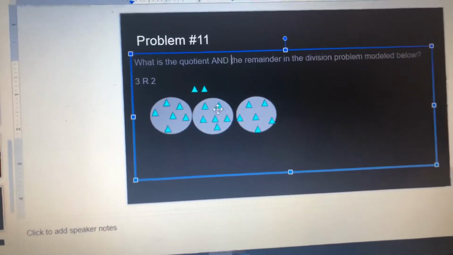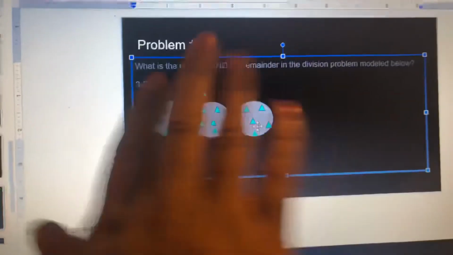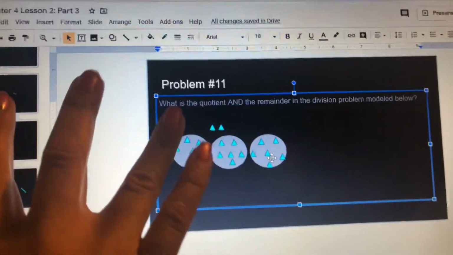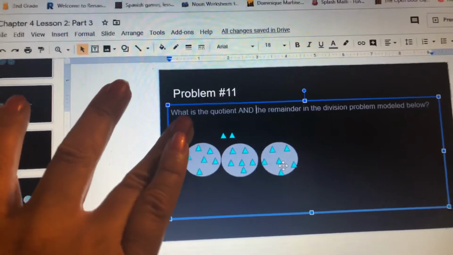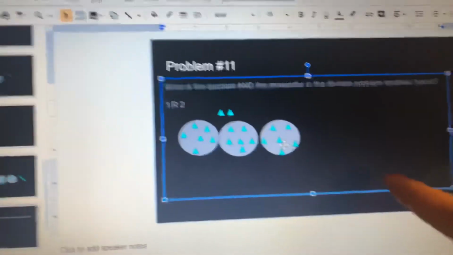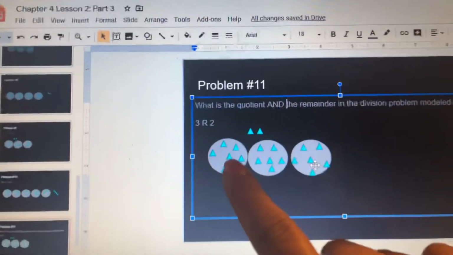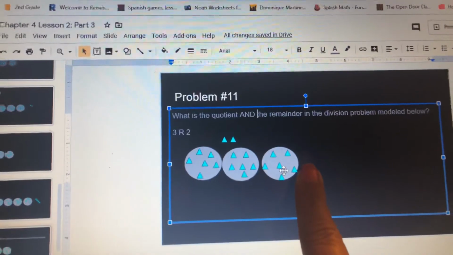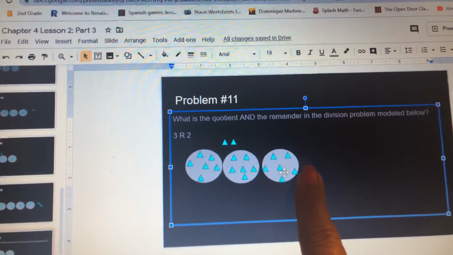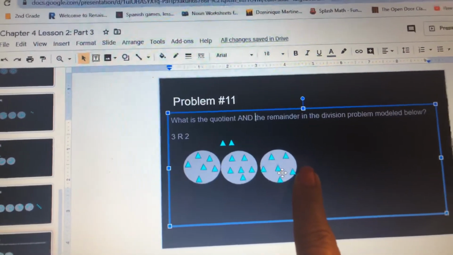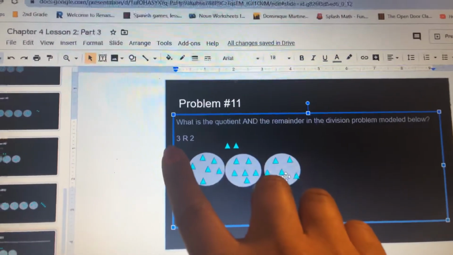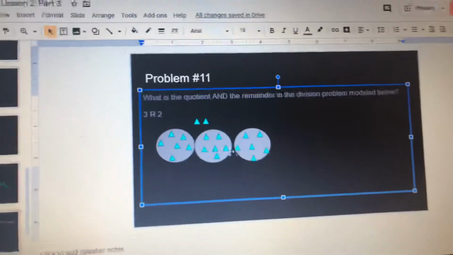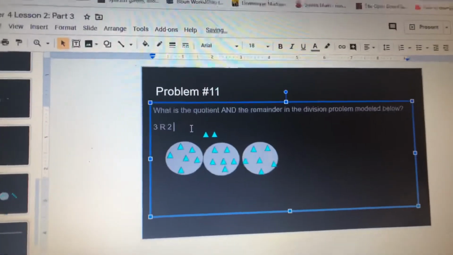Okay, so all they want to know is, they don't give you the answer, right? They just want you to look at the model and figure out what the answer should have been. Okay, so here's how we figure that out. First you count up how many circles there are. So there's 1, 2, 3 circles. Okay, you could have written it as 3, right? With a remaining balance of 2. That would have been one way you could have done it.